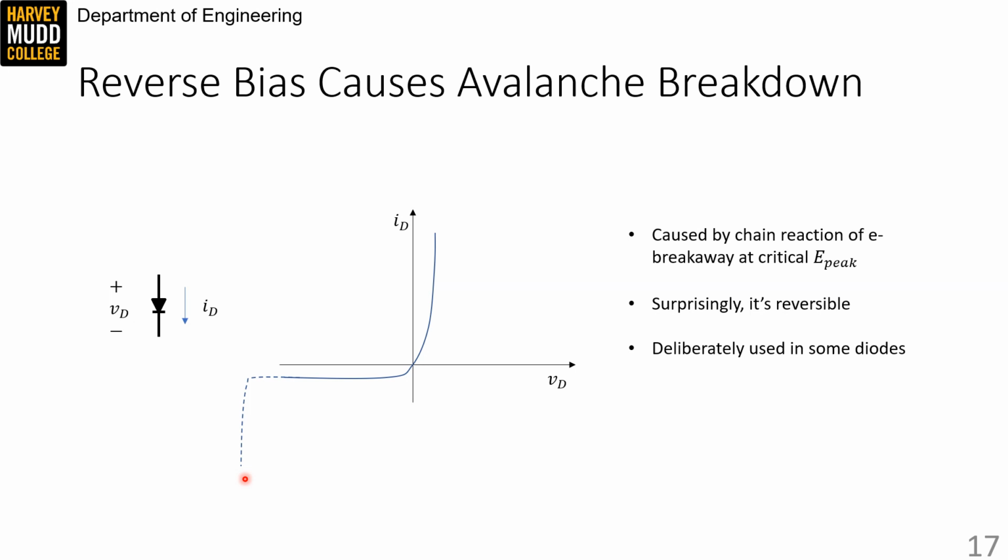So avalanching and other related breakdown processes are actually reliable enough that they're deliberately designed into some diodes. Most notably, Zener diodes use a process called Zener breakdown to make reliable voltage references.